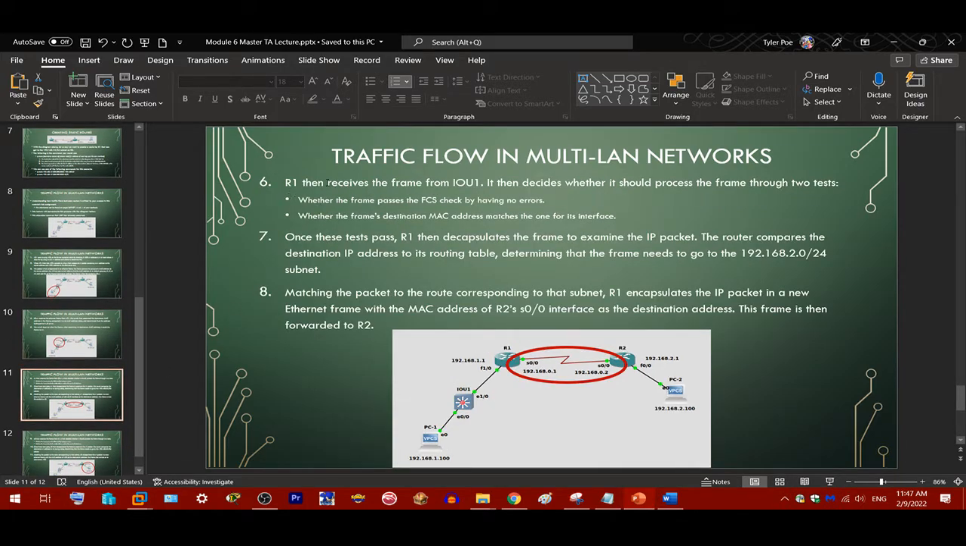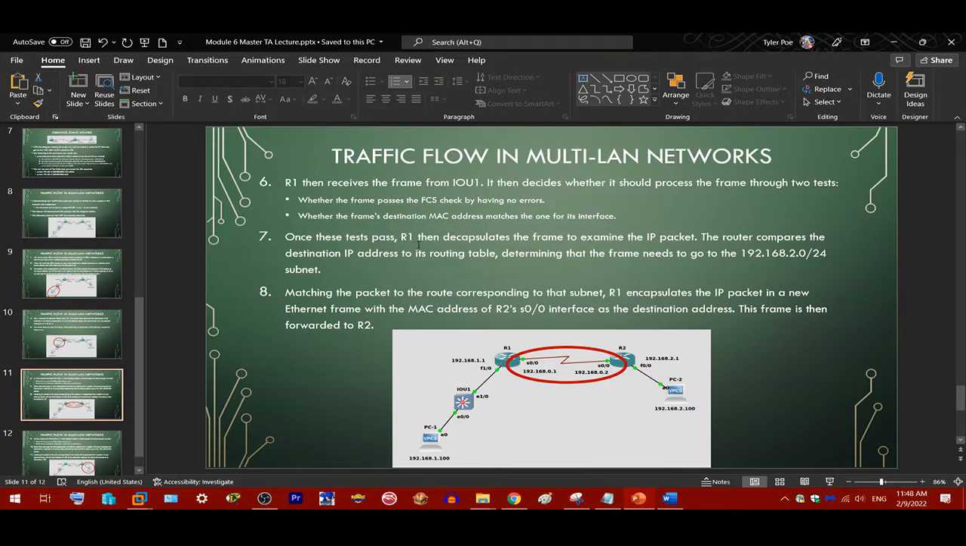In our third major step here, R1 receives the frame from IOU1. The router then decides whether it should process the frame through two tests. The first test is whether the frame passes the FCS check by having no errors, and whether the frame's destination MAC address matches the one for its interface. The destination MAC address was for F1/0, and the switch already figured that out. The router does that too.